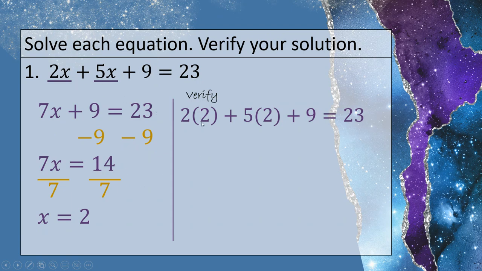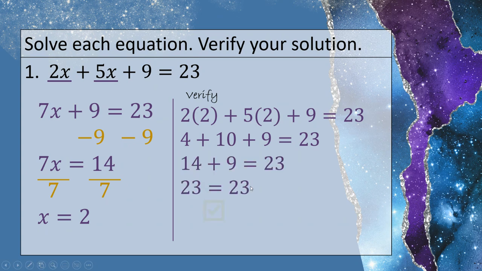equation. So it'll be 2 times 2 plus 5 times 2 plus 9 equals 23. So 4 plus 10 plus 9, 4 plus 10 gives us 14, 14 plus 9 gives us 23. So that did satisfy the equation, so that confirms that x equals 2 is our solution.